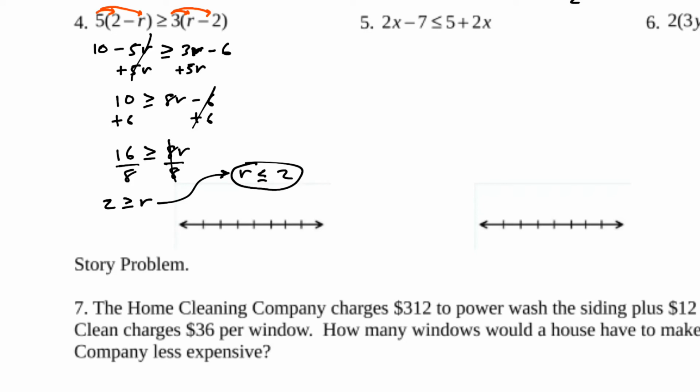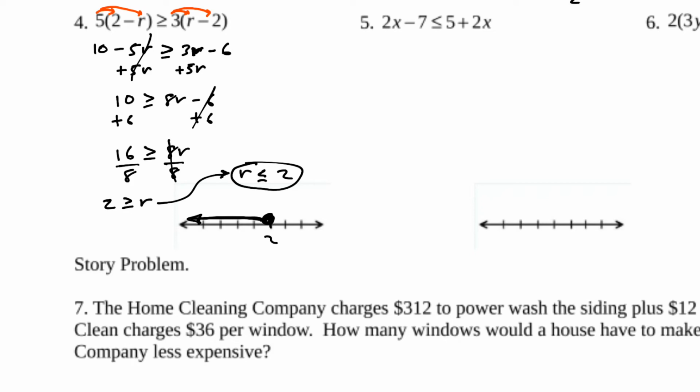So we're going to put 2 on our number line here. So there's 2. We can see that we have an equal to bar, so that means it's going to be the solid circle. And with our variable on the left, we can see that our inequality is pointing to the left, so we're going to shade to the left. And that completes number 4. Well, let's move on to number 5.